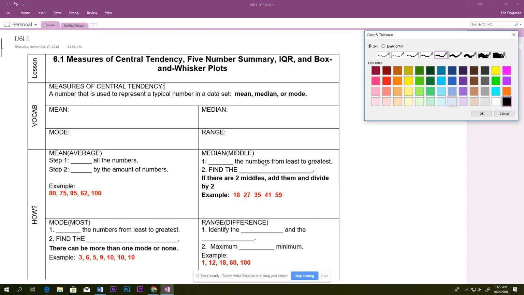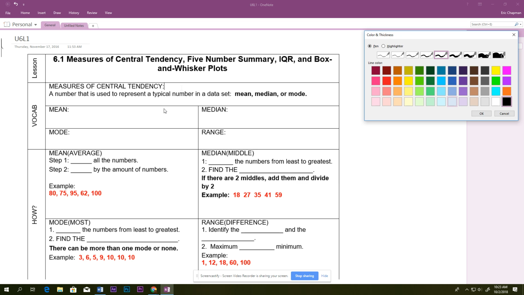All right, today we're going to be talking about measures of central tendency, and there are three of them. We're also going to be talking about the five-number summary, the IQR or interquartile range, and box and whisker plots. I know it sounds like not a lot, but bear with me.